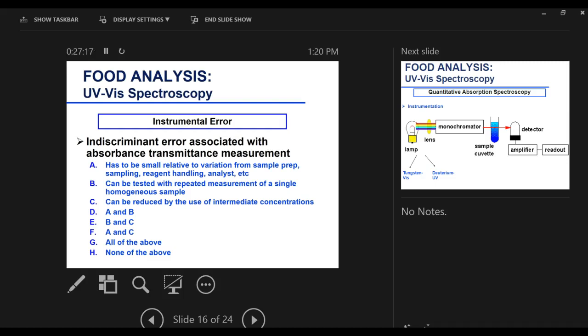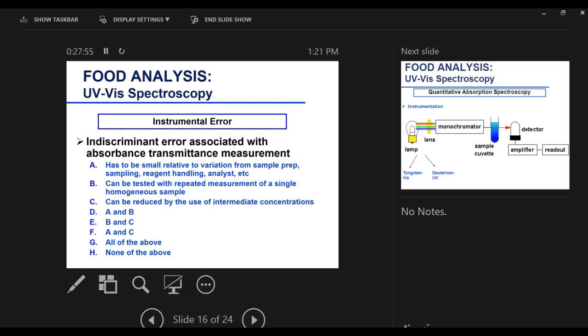Can be tested with repeated measurements of a single homogeneous sample. Yes, that is correct. So every time you run the same sample, you're going to see the same signals coming up. Can be reduced by use of intermediate concentration. That is correct. Too high of a concentration is not recommended. Too low of a concentration is not recommended. Sometimes they tell you the best is to have an absorption between 0.2 and 0.8. That would give you the least noise to actual sample signal ratio.